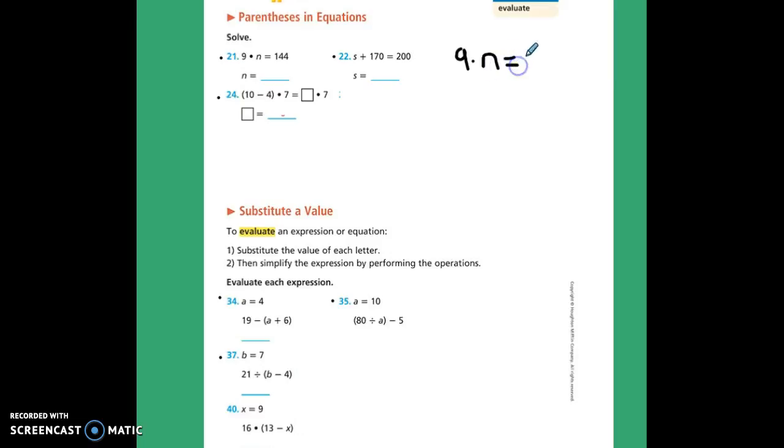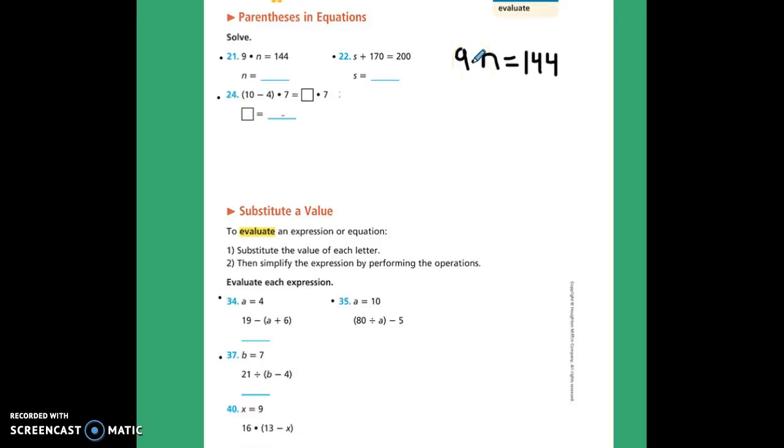Now, I always tell kids, and we did this at the beginning of the year too, but it's been a long time, that when I see this, first off, that little dot means times. Okay, remind yourself that that little dot means times. And I want to get n all by itself so I can figure out what it is. And in order to do that, I have to get rid of this 9. And the only way to do that is to do the opposite of what this operation is.